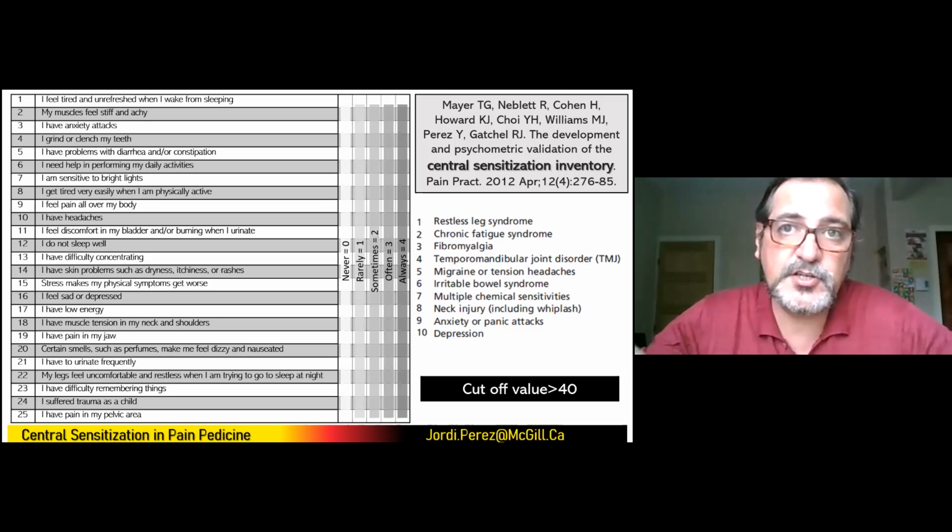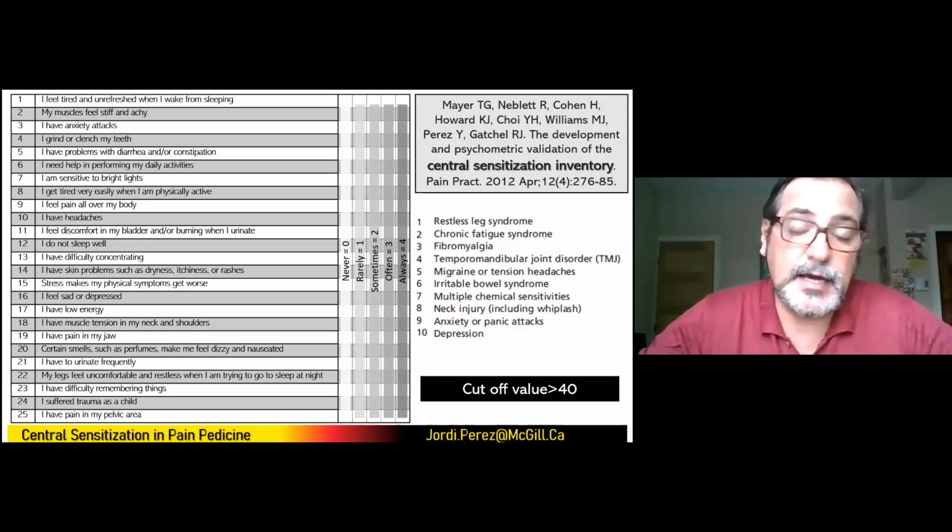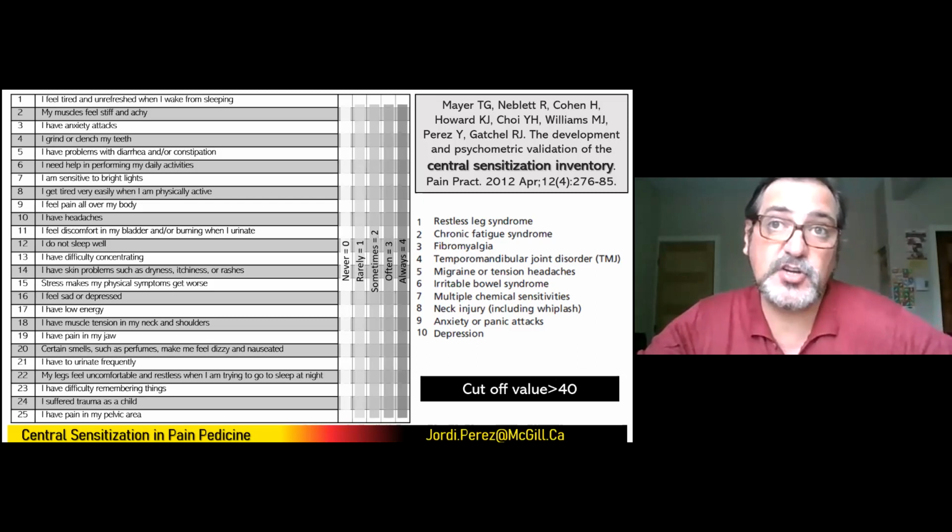When the patient rates this questionnaire with a cutoff value of 40, and the patient presents with one of these 10 pain symptoms, a diagnosis of central sensitization can be made.